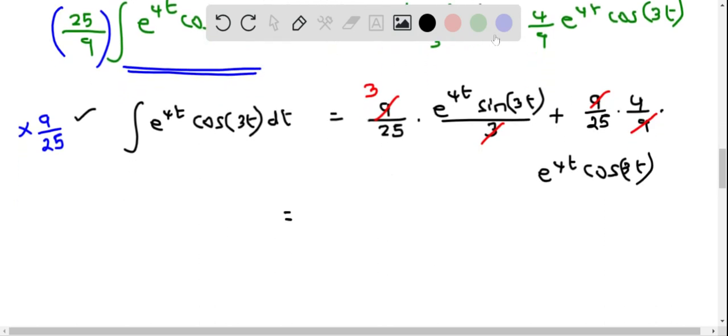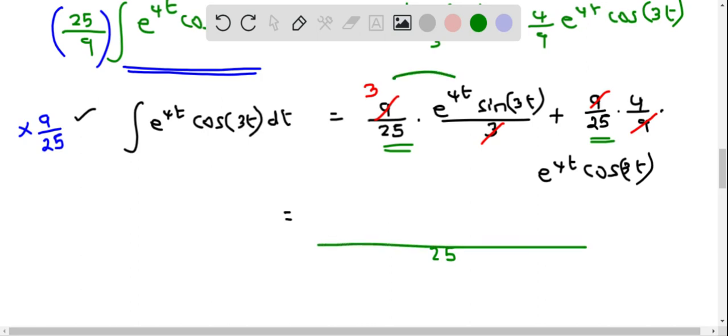In fact, if we observe, we can take the common denominator of 25. So I'm going to put this common denominator down below, and in the first expression we are left with 3 times e power 4t sine of 3t, plus, in the second expression we are left with 4 times e raised to the power of 4t cos 3t.